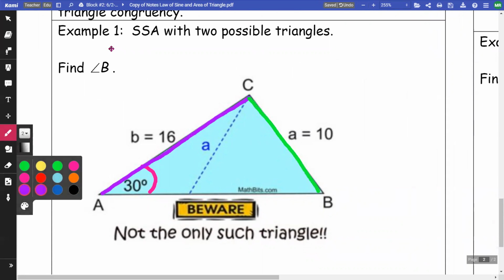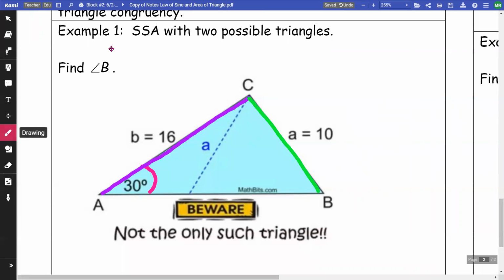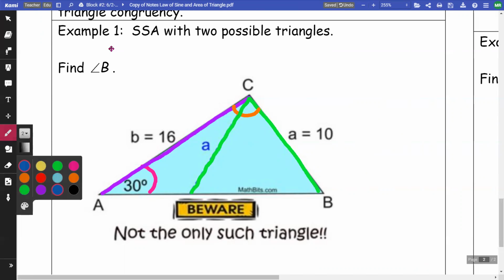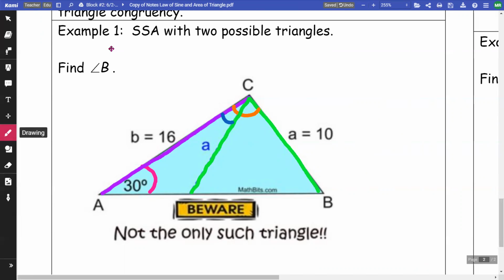So you see, they have it where this could go all the way to here to form that bigger triangle, or that same side could have swung to here and hit that ray. And I would have had this smaller angle up there. So I could have two totally different triangles. That's what we have to be careful of. So what they want us to do in this is to find this angle B. We want to find that angle B.